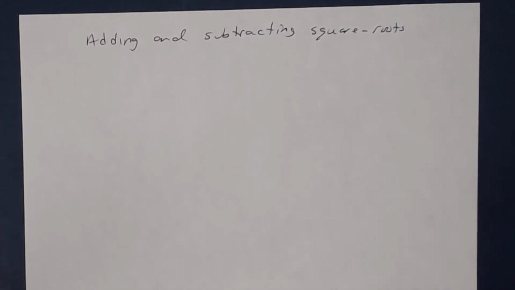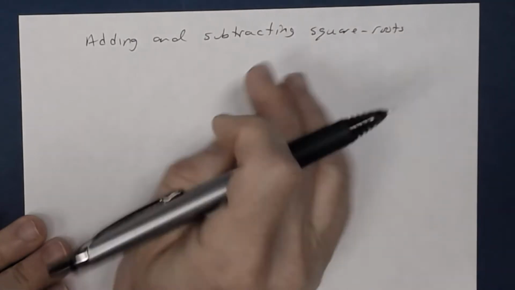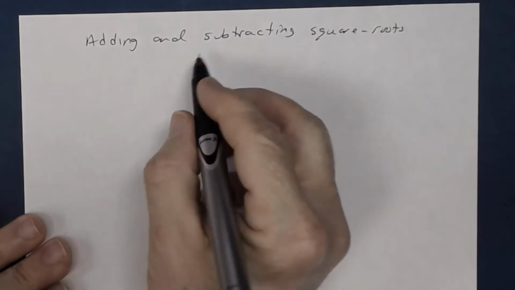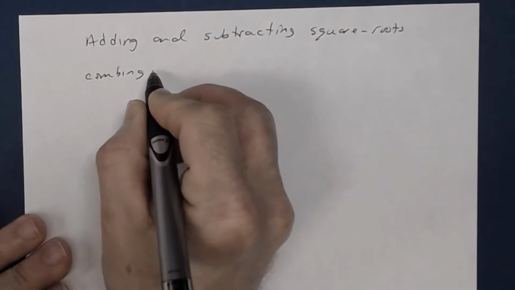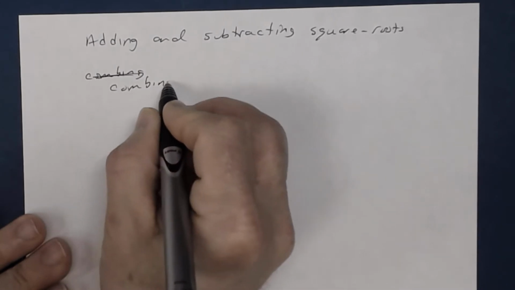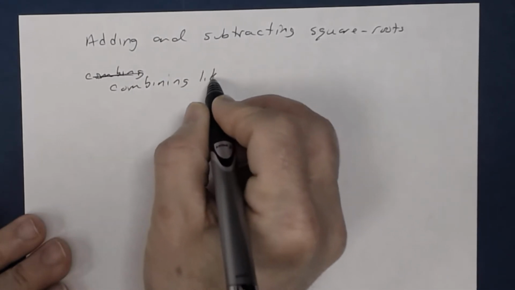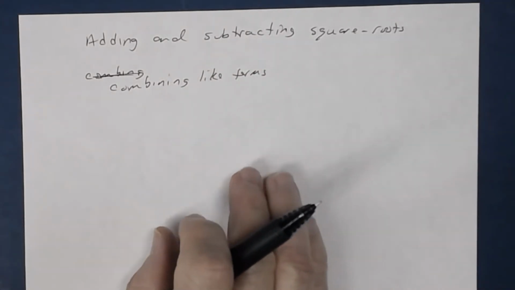Okay, so this lesson focuses in on adding and subtracting square roots. And before we add and subtract square roots, one of the things we have to remember is the idea of combining like terms. So when we add and subtract square roots, we're going to be looking at combining like terms. Okay? And so let's review something that we've learned before.